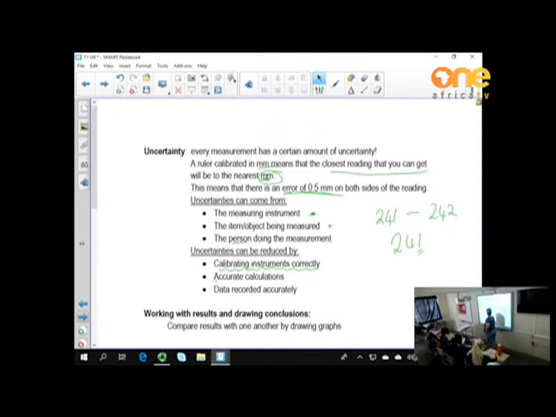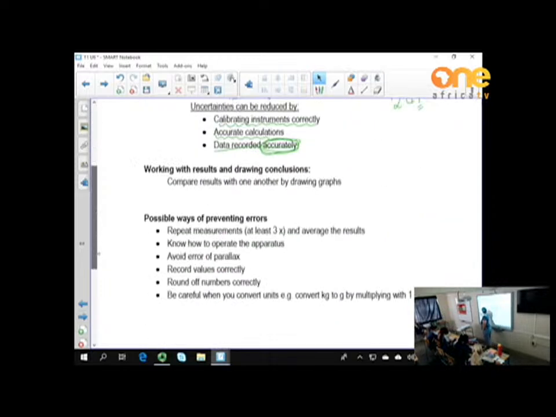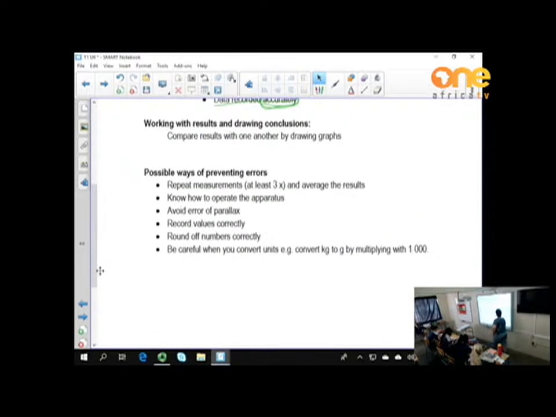Accurate calculations. In other words, we work out averages with which we do our calculations, and we need to record the data accurately. Human error. When we work with the results and draw a conclusion, we will always compare results with one another by drawing graphs, because it's the easiest.